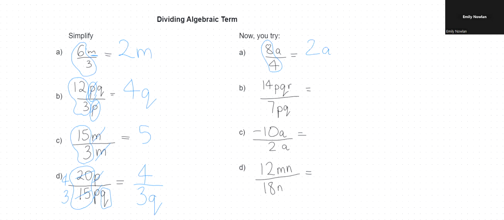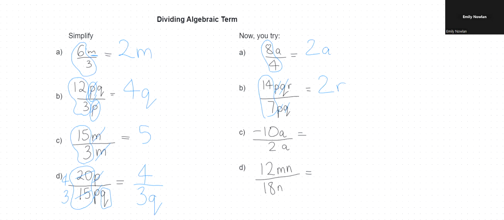Okay, next one. The numbers. 14 over 7 is also 2. But which pronumerals do we need to consider? The p goes with the p. There's a q on the top and a q on the bottom. So you have to go, what are we left with just sitting by itself? There's just an r and it's on the top, so it stays on the top.